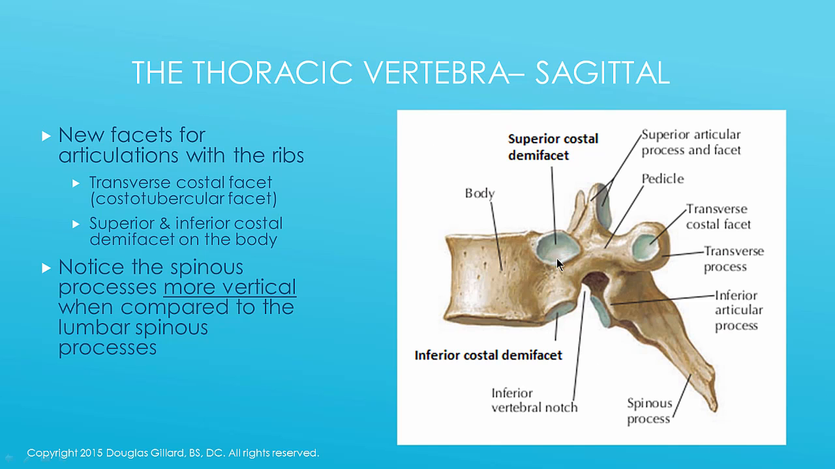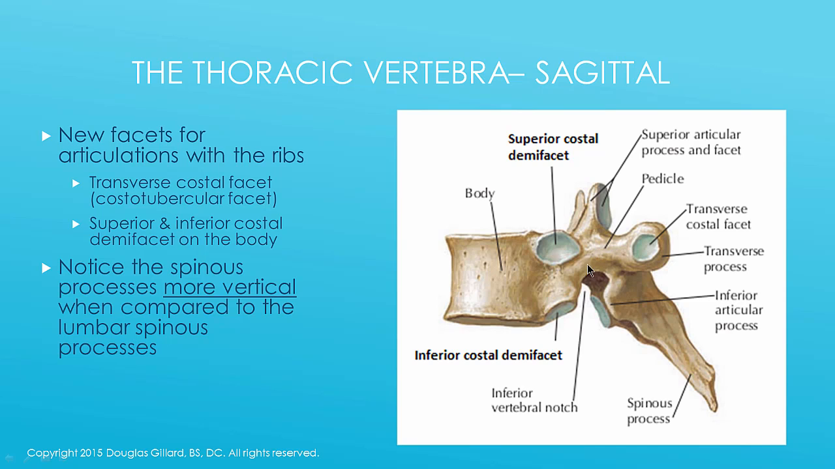Okay, here's what view is this? Sagittal view. And there we see the superior costal demifacet, inferior demifacet is here. Remember, at T1 you only have one of these, so you don't always have two of them. There's that transverse costal facet there. Look at the spinous processes. They're much more vertical. Remember how we found the transverse process at 9 to 5? You had to go up two interspinous spaces and then go over to find the transverse process.